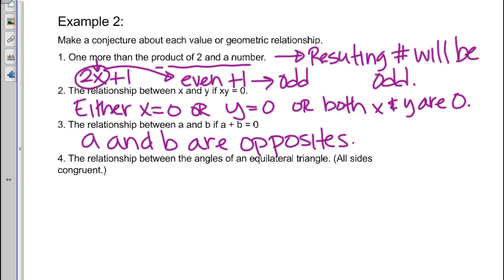The relationship between the angles of an equilateral triangle. If all sides are equal, what do we know about their angles? If all sides are equal, then their angles are equal. All angles are equal in measure or are congruent.